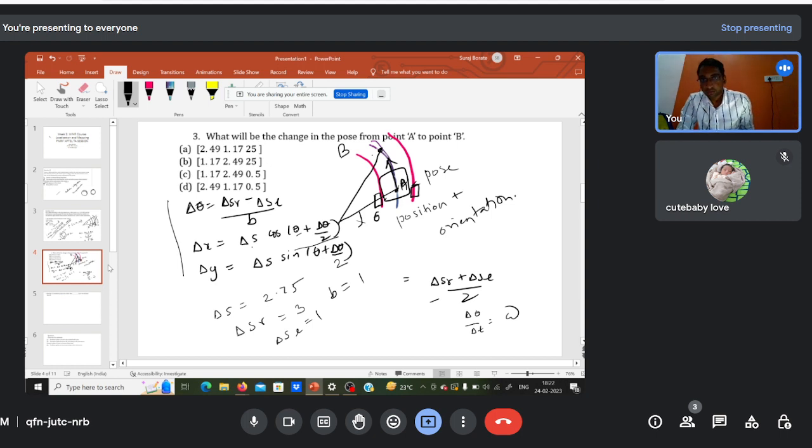Okay, so this cannot definitely be the answer, because the Z coordinate cannot change. It has to be 25 only. So let's check only one coordinate. Let's say delta Y if we check. Delta S is 2.75, and sine of delta theta. So delta theta we have to calculate, that is 3 minus delta SL 1 by B, B is 1. So it is 2.